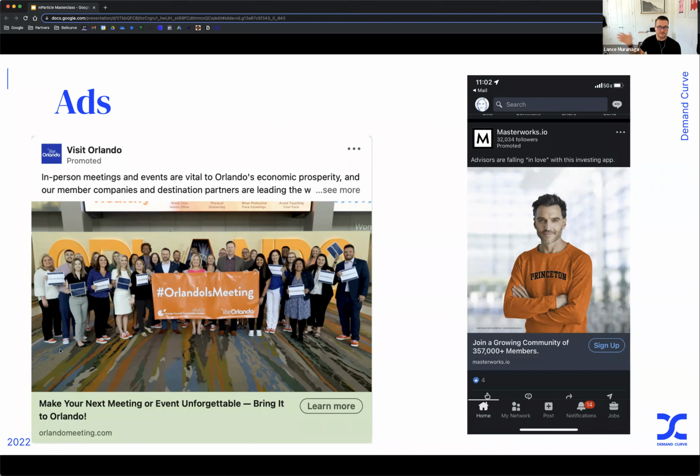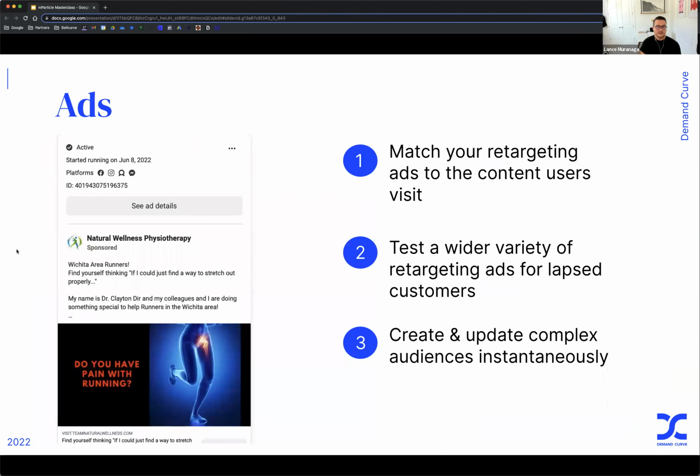So ads, I would defer. This is a much bigger conversation to be had, highly effective in terms of increasing and improving performance, but should be very selectively chosen and used as needed. Kind of another example, just a wider variety of how you can leverage it.